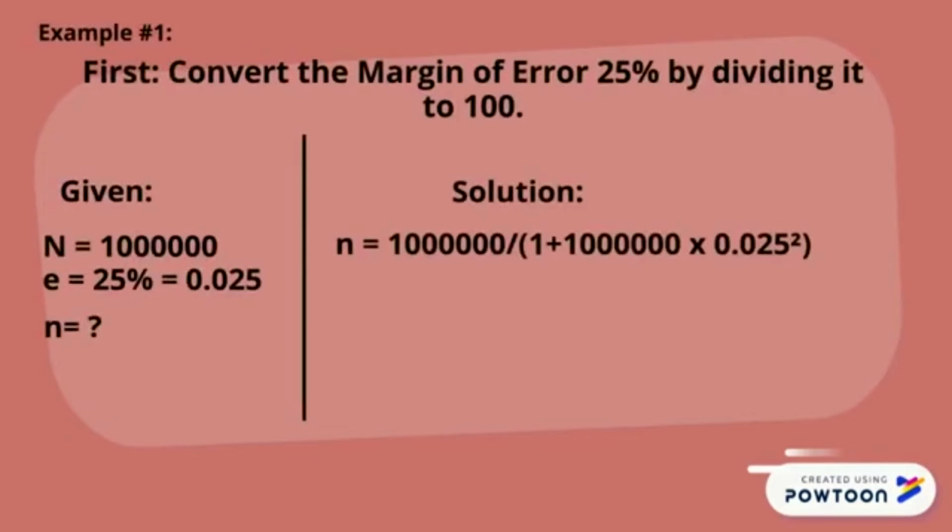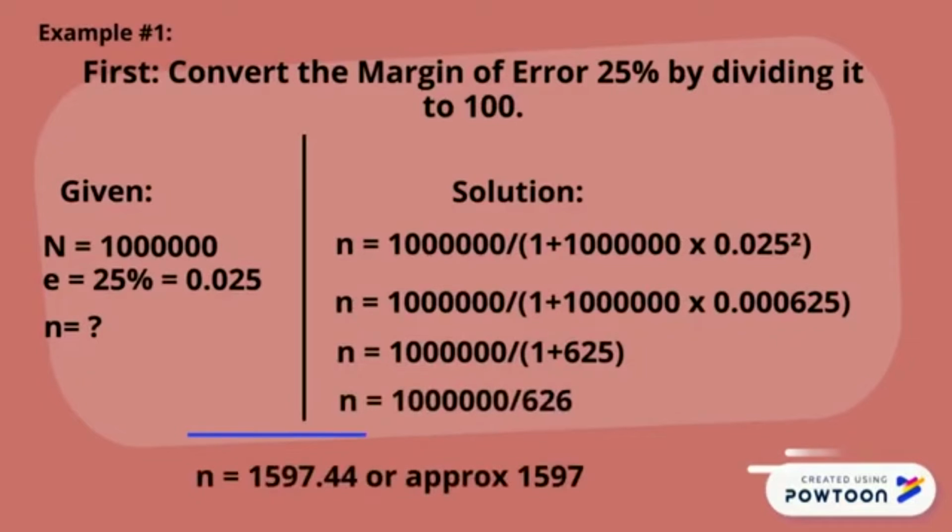For the solution, n is equal to 1 million divided by 1 plus 1 million times 0.25 squared, which is equal to 1 million divided by 1 plus 1 million times 0.000625, which is equal to 1 million divided by 1 plus 625. 1 million divided by 626 is equal to 1597.44, or approximately 1597, and that is our sample size.